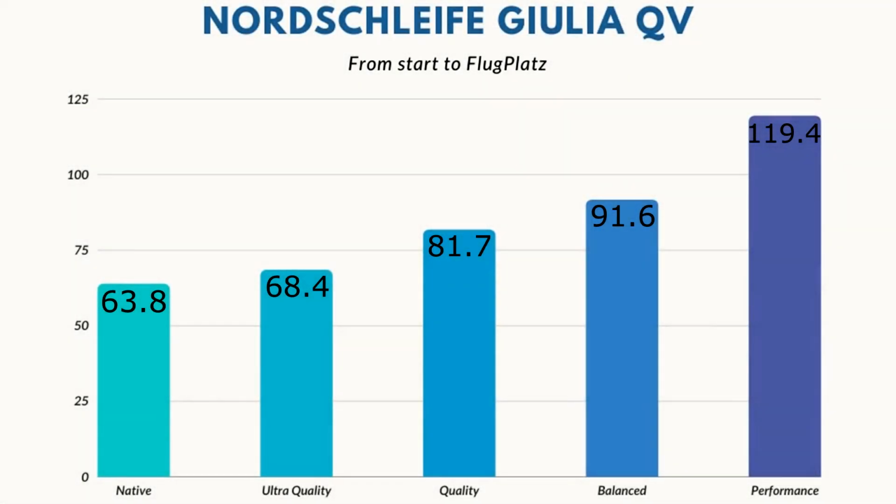And last but not least, we have the Nordschleife with the Alfa Giulia QV. Here the situation feels strange. Playing it didn't feel so much different between native and even balanced. It's very good until you stop the car and search for tiny details. There you see a difference, but in my opinion this is completely playable even in balanced and performance.